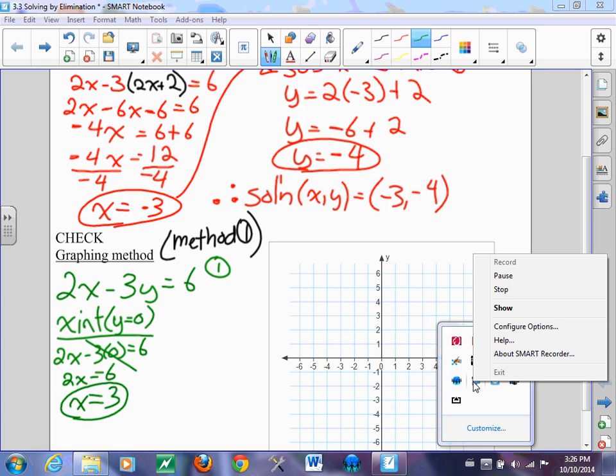Okay, so we've got x equals 3 as our x-intercept.